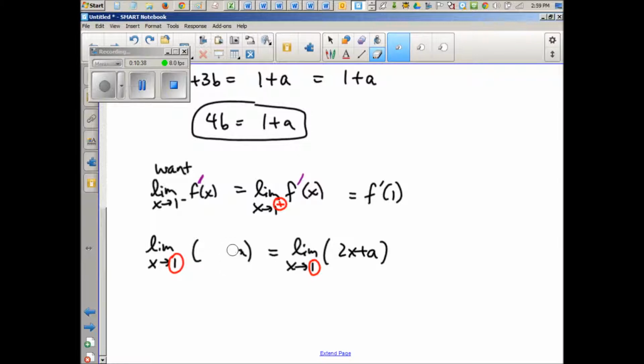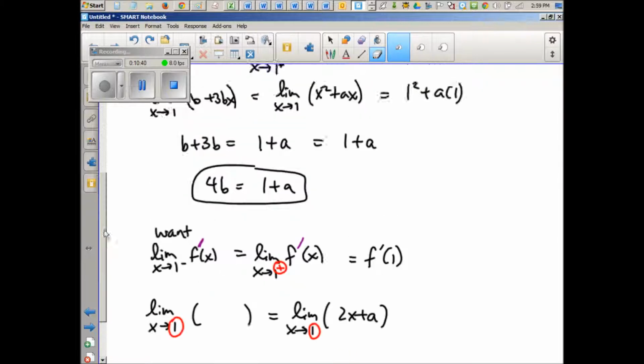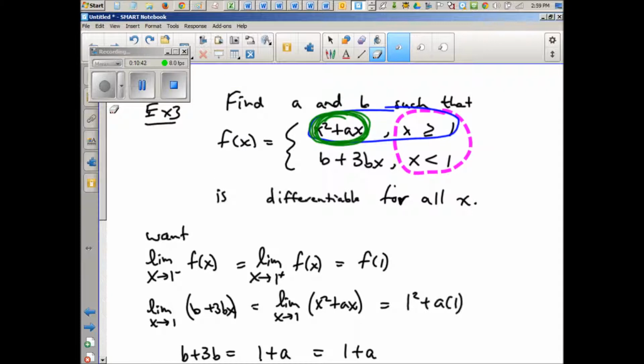This one is the left piece. So I got a little distracted there. I had a student come in.